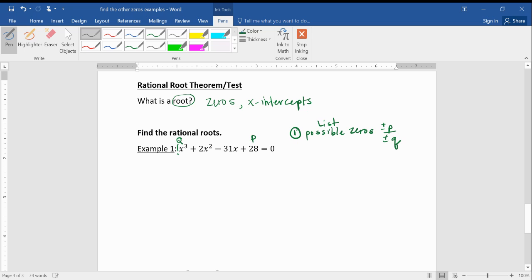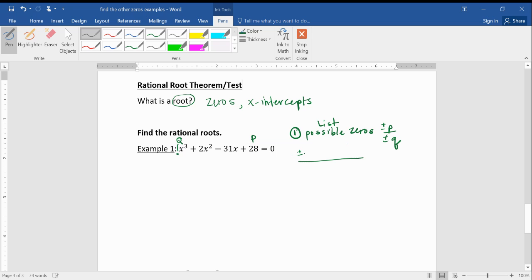P over Q. Now, I don't like this problem. You know why? Because P's got a lot of factors, but Q is 1. So you know what that means. I don't have to worry about any weird fractional answers, which is a good thing. All right, so we're going to list the possible zeros first. All right, here we go.